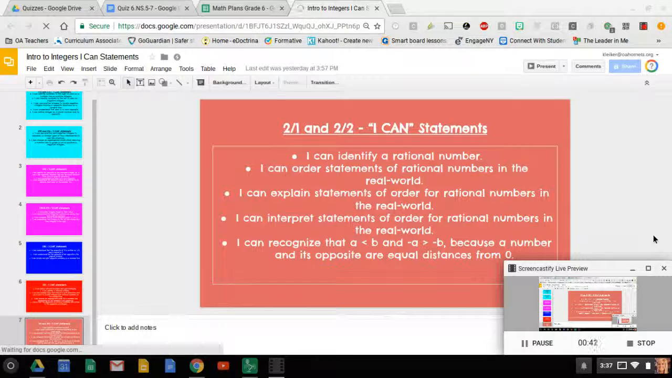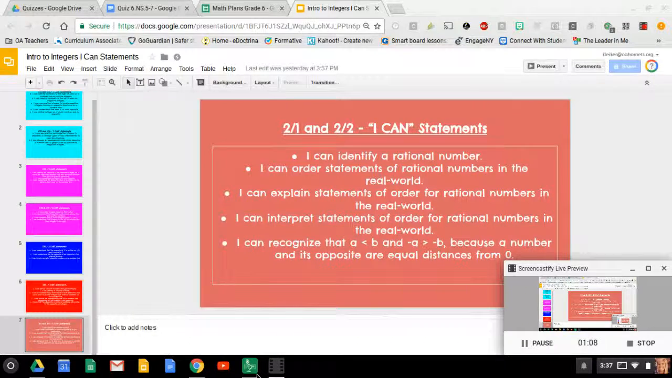You should also be able to recognize that a number like 5 is less than 7, and -5 would be greater than -7. So if you had opposites, then your opposites would be greater than your opposites. I guess that's what that means. And you should know that because a number and its opposite are equal distances from 0. So those are our I can statements.